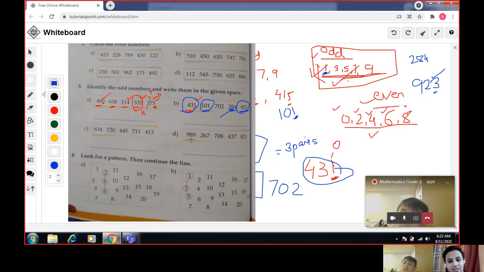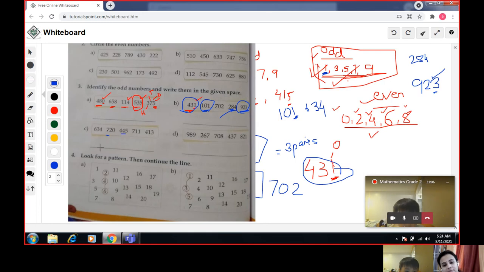Okay, let's finish this, then we will do the rest in the next class, okay? Now tell me the number 634. Is this even or odd? I think it's even. Yes, correct, this is even. Now tell the second one, 720. There's a zero, so it's even. Yes, correct.